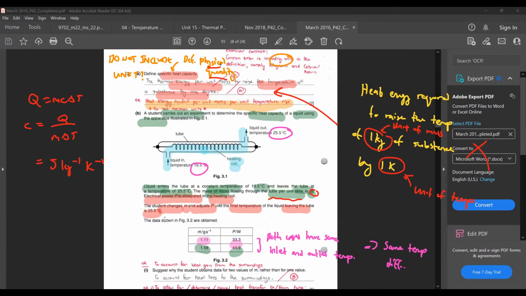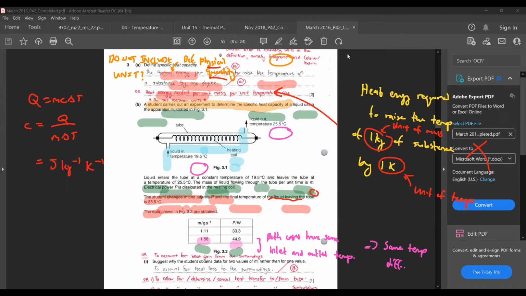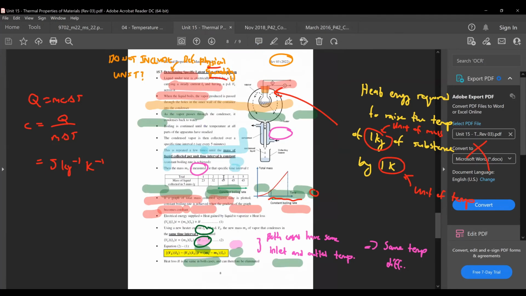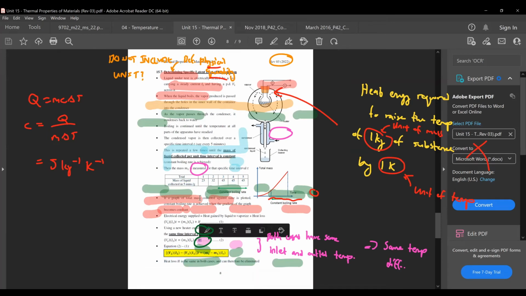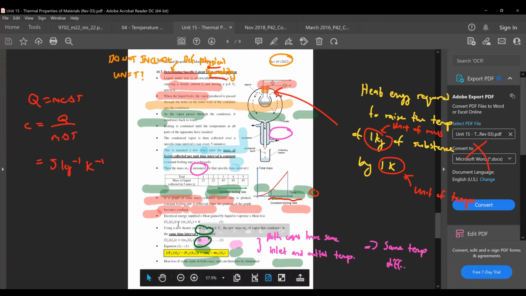So the question asks next, suggest why the student would obtain two values for m rather than just one value. What's the reason the student would try to obtain two different values of the masses? Since you've done the part where we tell you how to determine the specific latent heat of vaporization from the notes, you would already have an idea that one of the reasons you change the power and get two different masses is so that later on one energy equation can be subtracted from the other, where you can cancel off the heat loss. Remember, this is in your notes. You had to use two different power settings, have two different values of masses, so that eventually you can take one equation minus the other in order to cancel off heat loss, so that you can find the specific latent heat of vaporization.